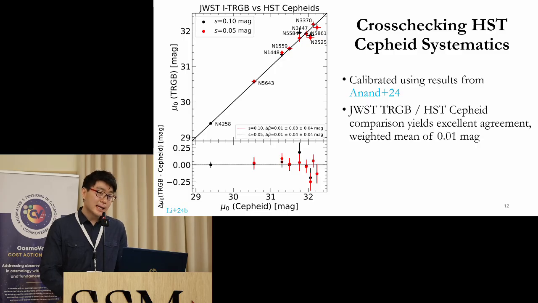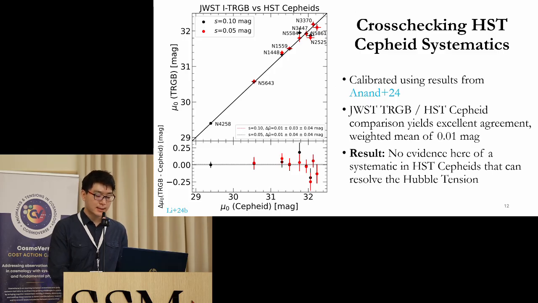And if we simply just take the weighted mean between the differences, or the distances determined using JWST TRGB and HST Cepheids, we do find a difference of about 0.0 magnitudes, and really no statistical significance of a systematic or an underestimated systematic in the HST Cepheids that would be large enough to resolve the Hubble tension.